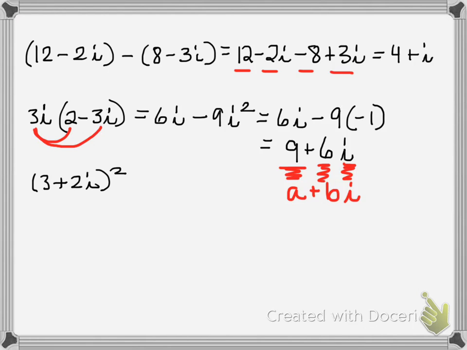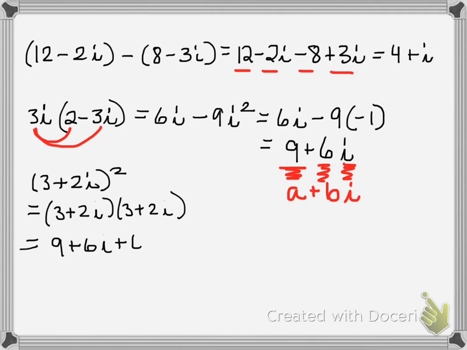All right, so next, this one is just a FOIL. So we do need to get both binomials here, and this will be 9 plus 6i plus 6i plus 4i squared, and there's the i squared again. That's going to get a negative 1.